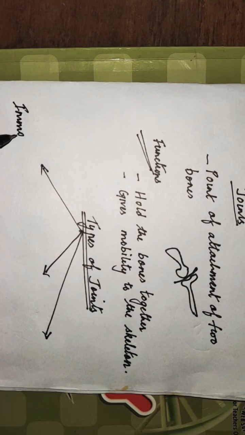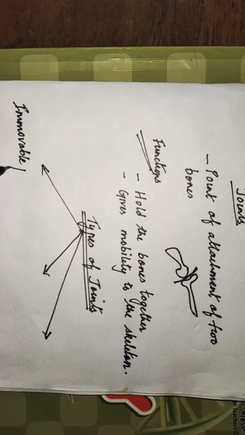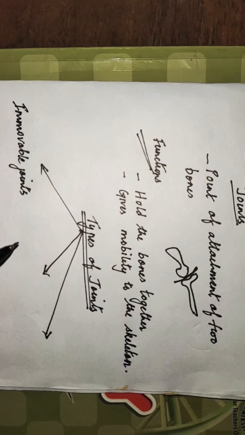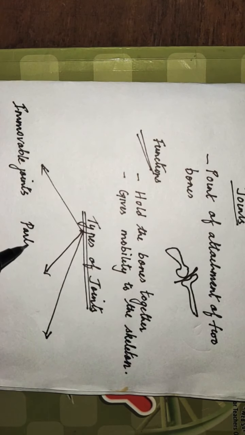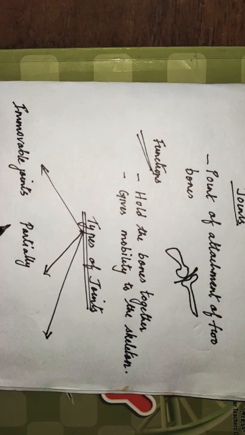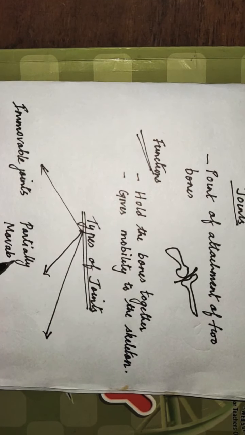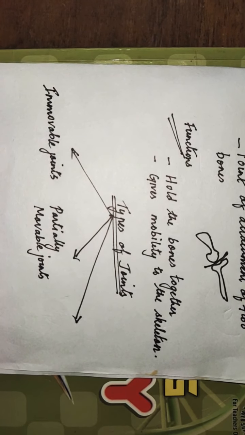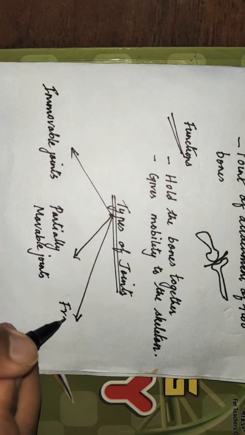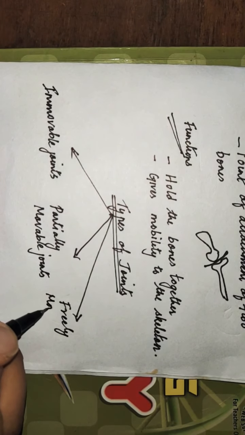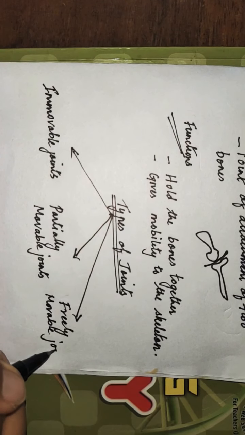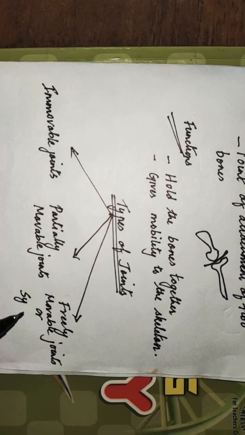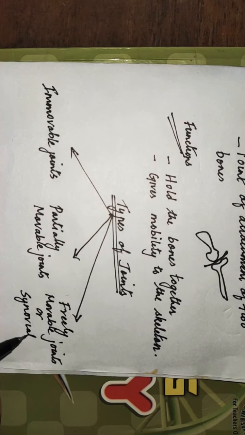Right, the first one is immovable joints. The second one is partially movable joints, and the third one is freely movable joints or synovial joints.